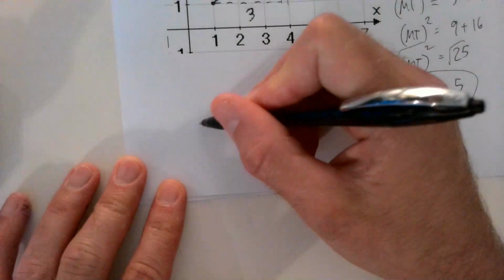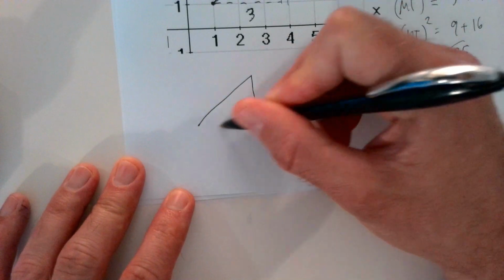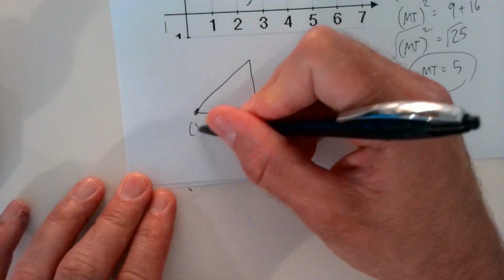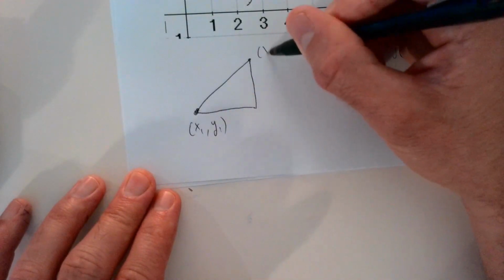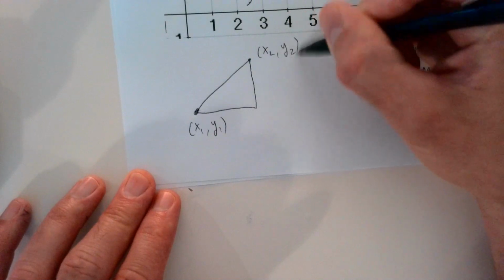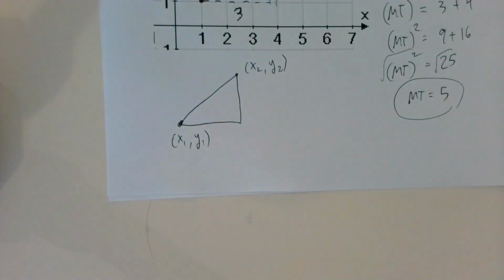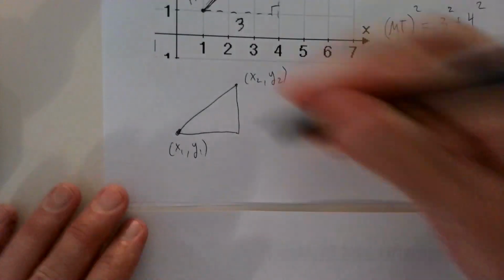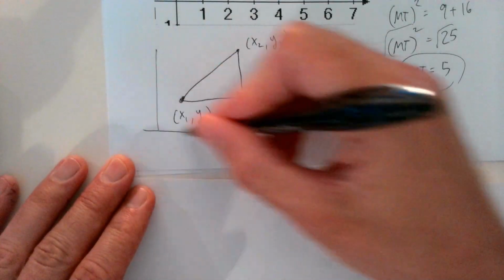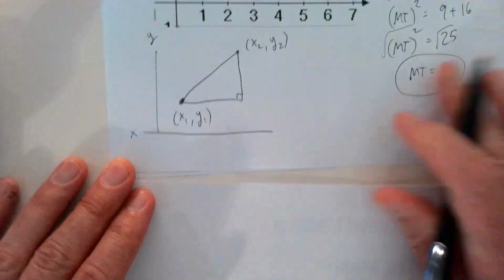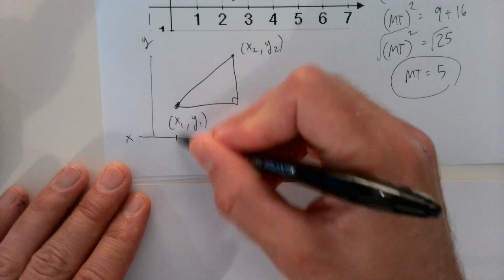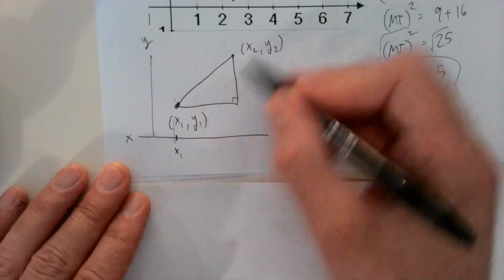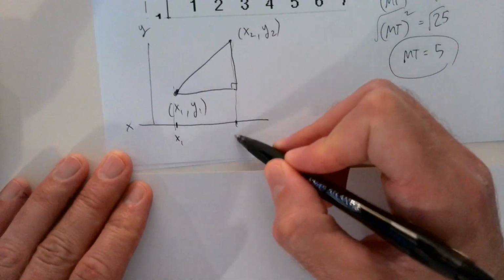So I'm going to draw another triangle down here, and I'm going to call this point x1 comma y1, and this point x2 comma y2. So what I'm going to show you is something called the distance formula. The distance formula gives you the length of any segment in the xy plane. So what I'm going to assume is that these are points in the xy plane. So if I look at the x-axis, x1 is this x value, x2 is this x value.